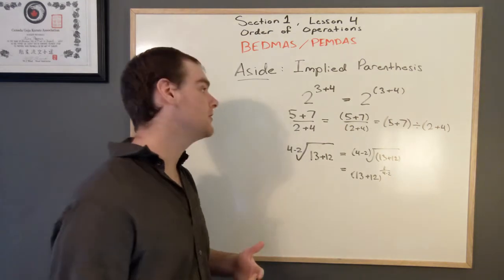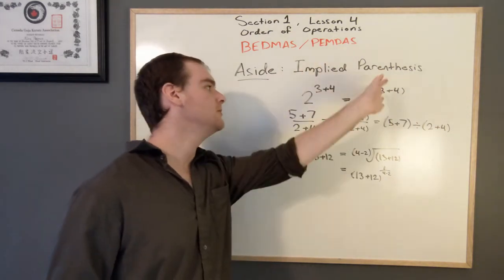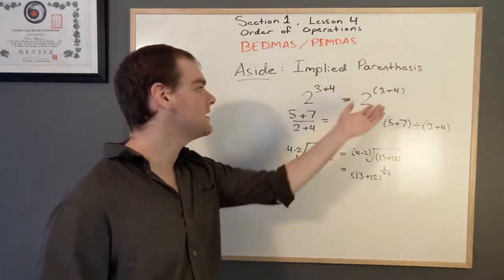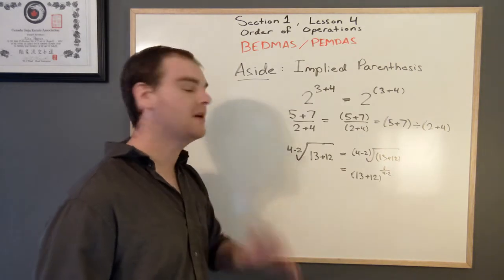You would evaluate the 3 plus 4 in your bracket step. And then when you go to do the exponent step, you would go to that exponent, what it is, which is 7, so you would evaluate 2 to the 7. Next up, we have 5 plus 7 divided by 2 plus 4.